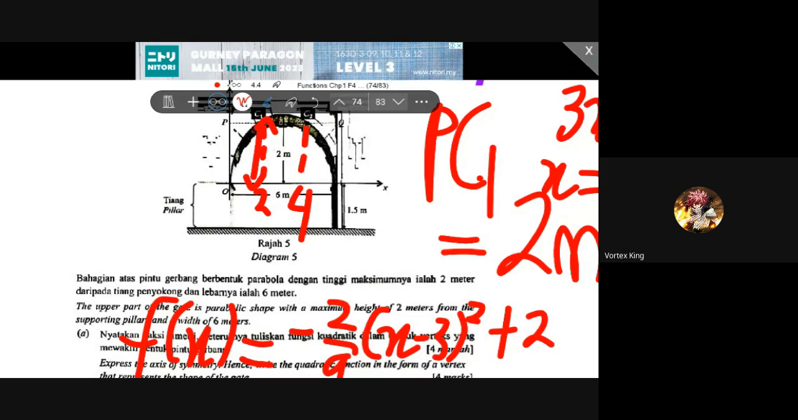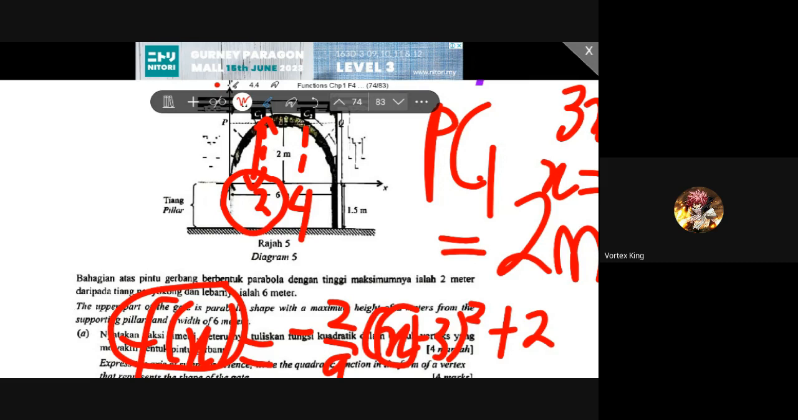Now, is the height represented by fx or x? Is the height represented by fx or x? Very good, fx. Now, do you realize you already have x equals 2, the point connecting to the lights P and Q, the lights C1 and C2? X equals 2. So now what method can we use here?